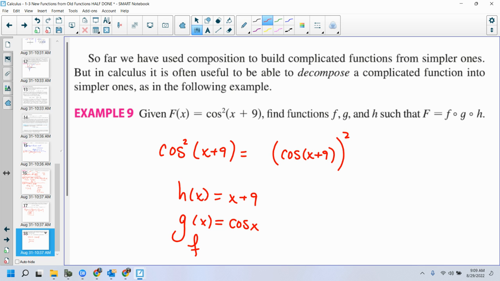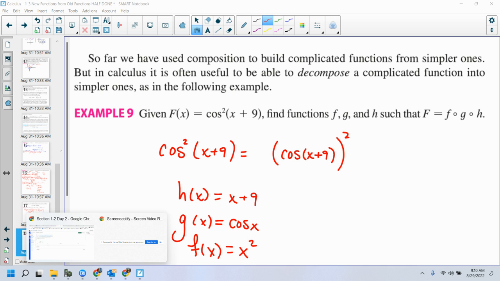And what is f of x then? x squared, good. You don't see an x squared there because it's not x anymore. The input is changed from x into g of h, and g of h is cosine x plus 9. And you don't just see a plain old cosine x because it's cosine of h of x, which is cosine x plus 9. Good. Alrighty, folks, that's it for section 1.3. Let me turn off the video.